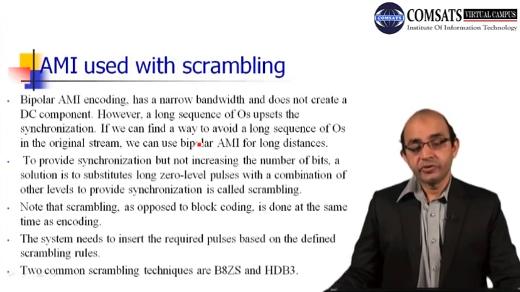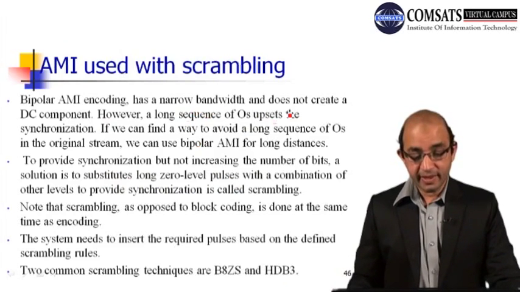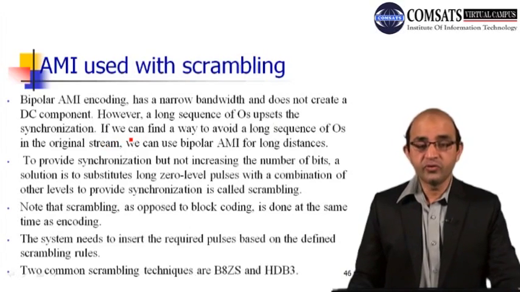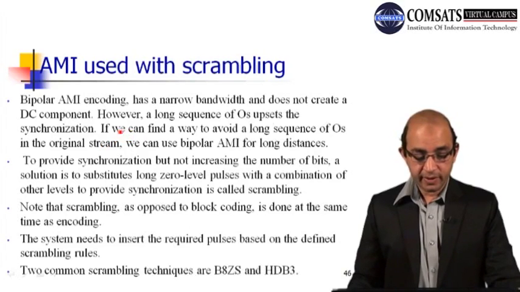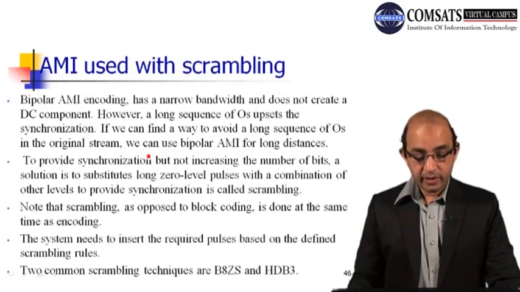Okay, so now we are going to use AMI for scrambling, right? So bipolar AMI encoding has a narrow bandwidth and does not create a DC component. So that is, we all know, we have just discussed that. A long sequence of zeros is a problem, it upsets the synchronization. So what we can do, we can scramble this long string, right? And if we can find a way to avoid a long sequence of 1s, that is the scrambling we are going to use. We can use bipolar AMI for long distances, right?